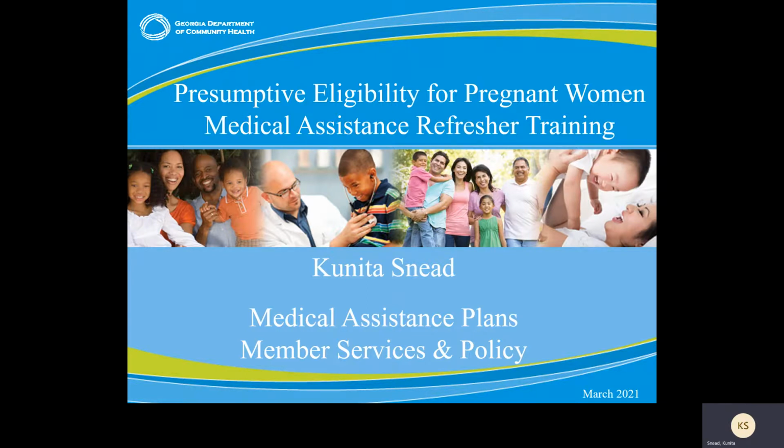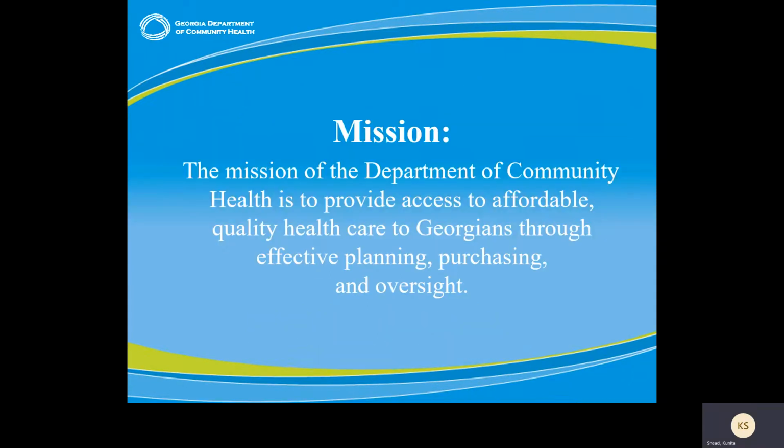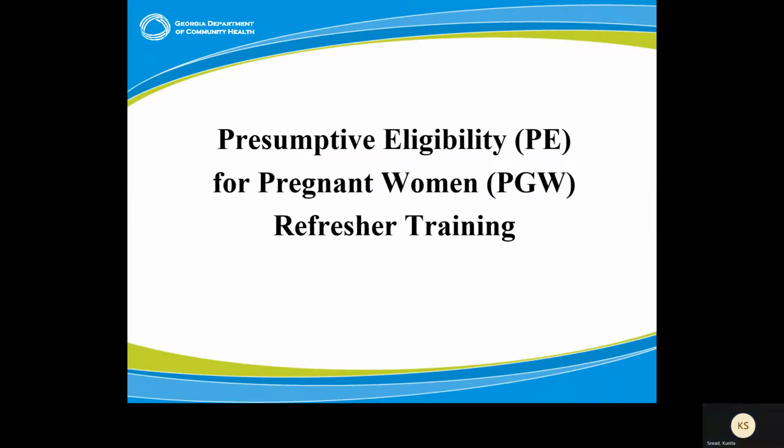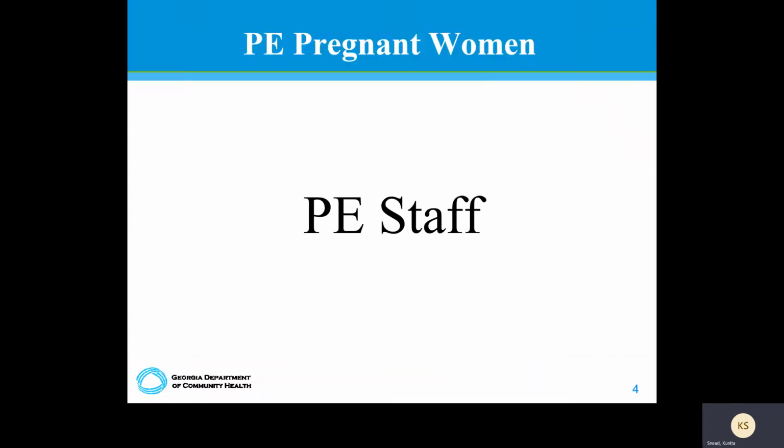Again, this is the refresher training for presumptive eligibility for pregnant women. Our mission at the Department of Community Health is to provide access to affordable, quality health care to Georgians through effective planning, purchasing, and oversight. Our purpose is to shape the future of a healthy Georgia by improving access and ensuring quality to strengthen the communities that we serve. And like I said, this is the refresher training for presumptive eligibility for pregnant women.